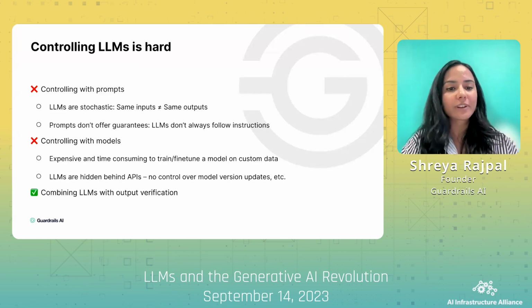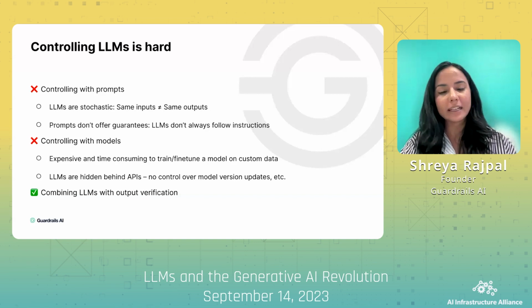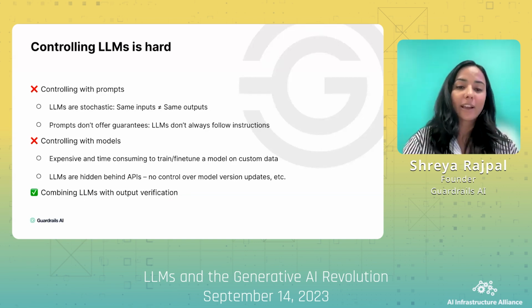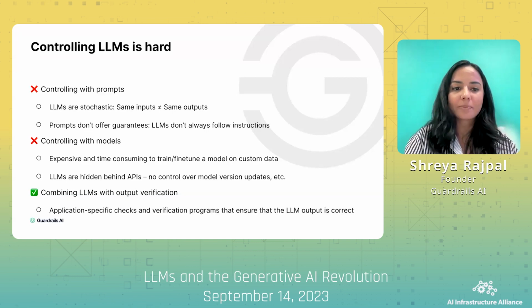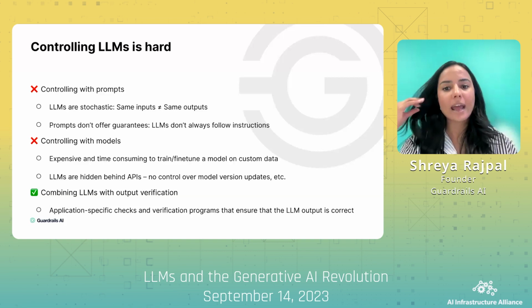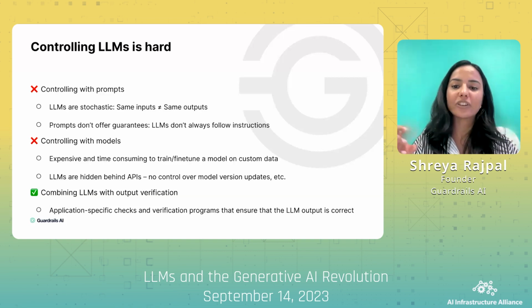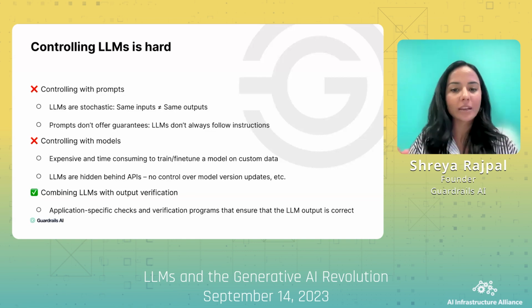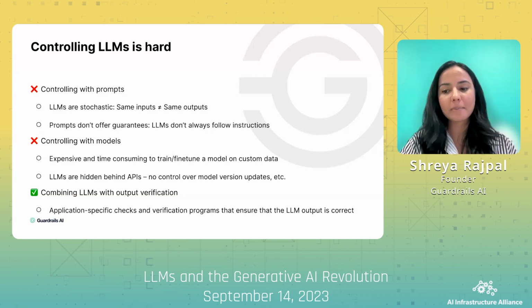And finally, the third way to do this is by combining an LLM with output verification. This is the Guardrails recommended way of doing this. What this means in practice is that there are application-specific checks and verification programs that ensure that any LLM output is correct. And I'm going to dig deeper into what that means in just a second.